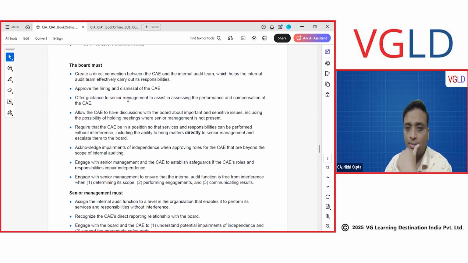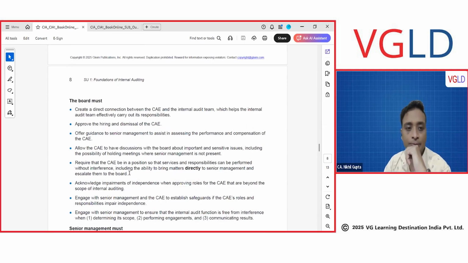The board offers guidance to senior management. For example, if somebody from any one of the processes in senior management is putting a scope limitation, what can the board do? The board can provide guidance to them to assist the auditor to perform their duties, to provide unlimited or unrestricted access. But here, if the CAE is impairing that, we can ask senior management to assist in the performance and compensation of the CAE.